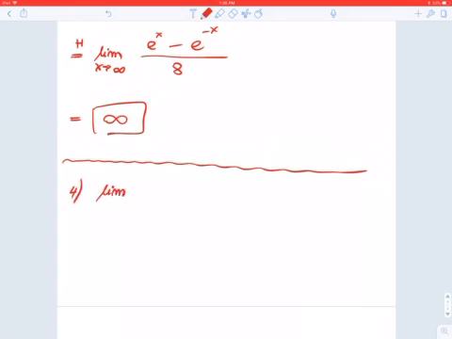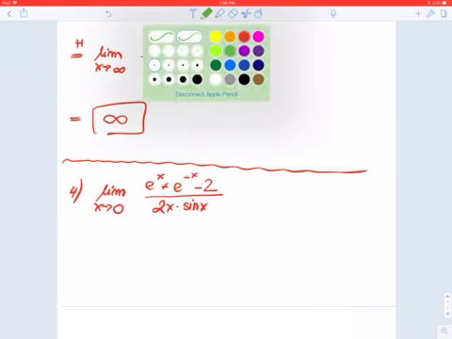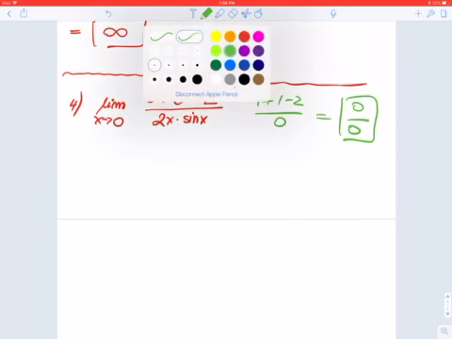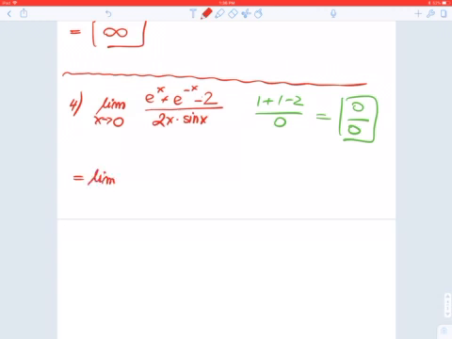Number 4, limit as x approaches 0 of e to the x plus e to the negative x minus 2 over 2x times sine of x. Okay, e to the 0 is 1. e to the 0 is 1. That means we have 2 minus 2, which is 0. And sine of 0 is 0, 2 times 0 is 0, so 0 over 0. I think we can use the L'Hopital rule right away. We can't use the growth rates because this is not a limit at infinity.